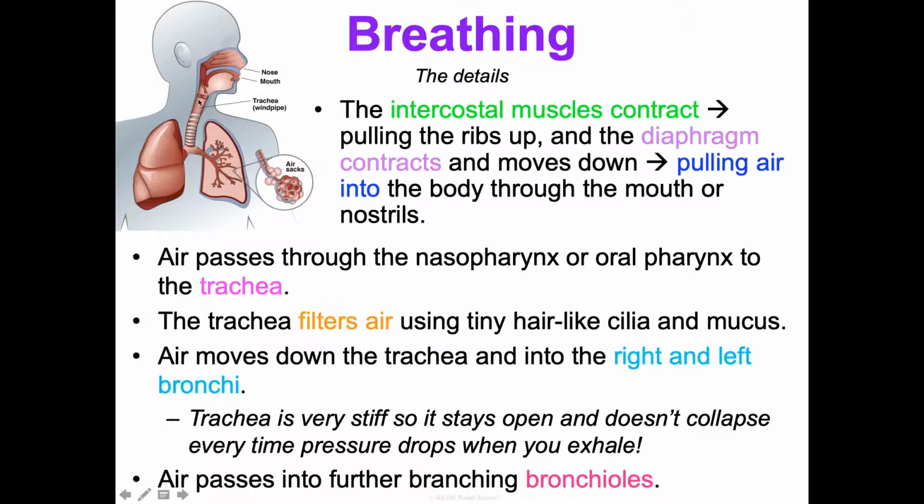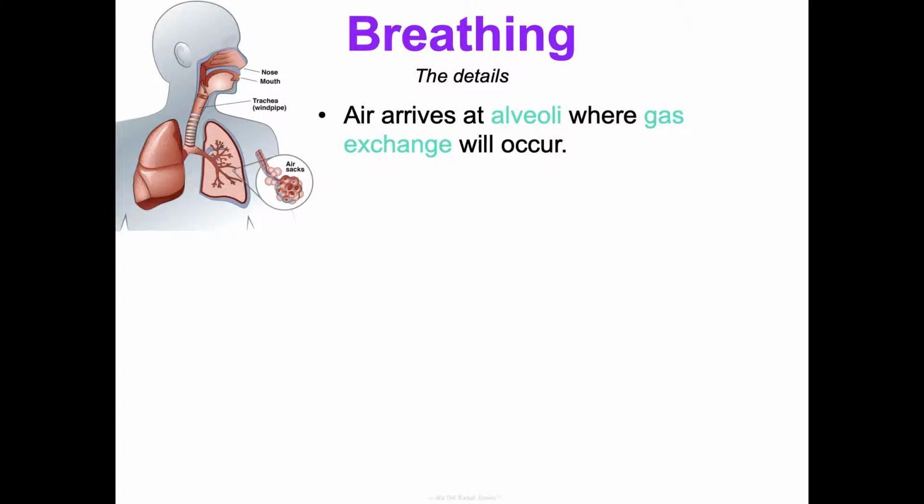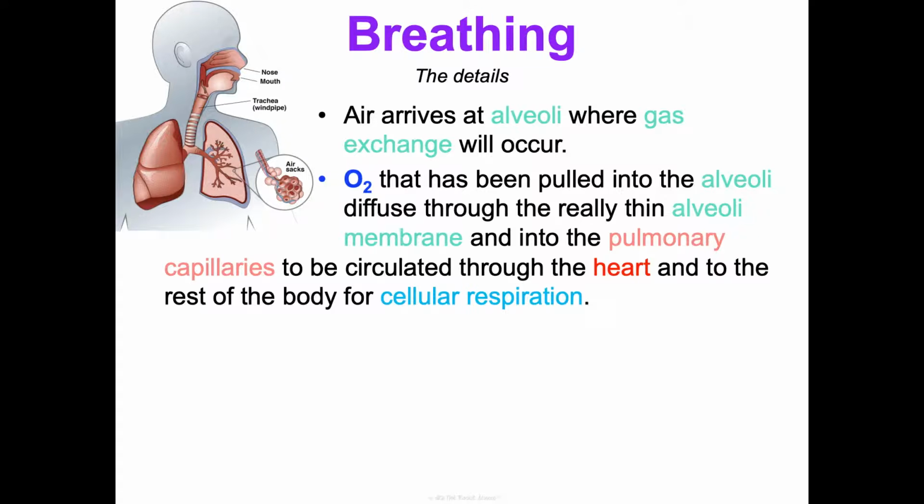All right, so that air gets through the bronchi, and then it's going to make its way further and further into branching bronchioles. Once it's in the bronchioles, it goes through those alveolar ducts, and it's going to arrive at the alveoli at the end, and that's where the gas exchange occurs. Oxygen that's been pulled into the alveoli diffuses through the really thin alveolar membranes and into the pulmonary capillaries to be circulated through the heart and then to the rest of our body for cellular respiration.